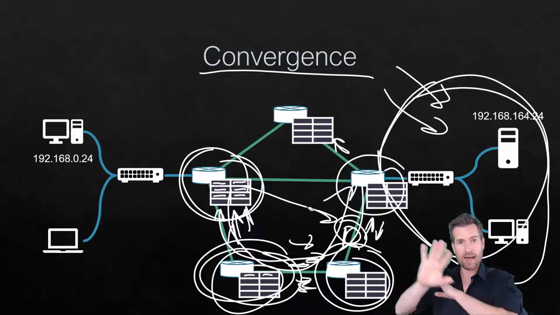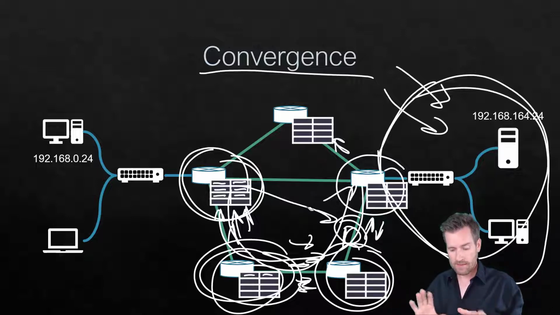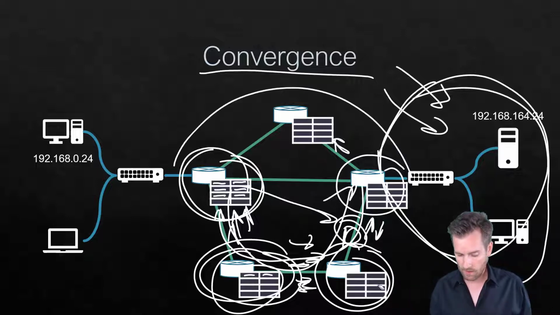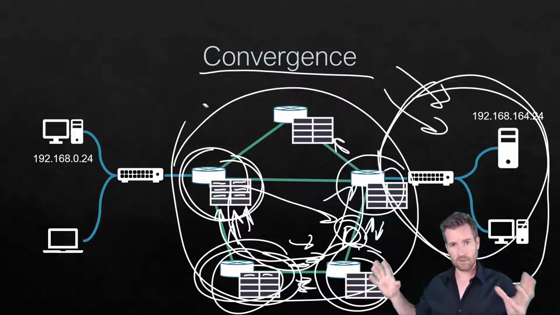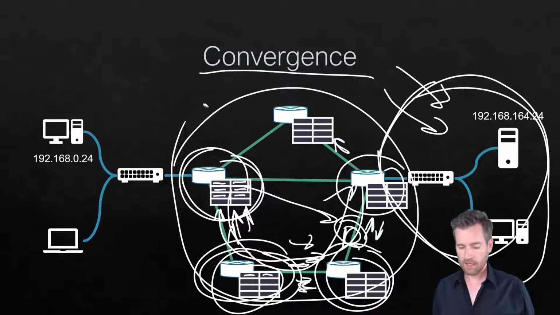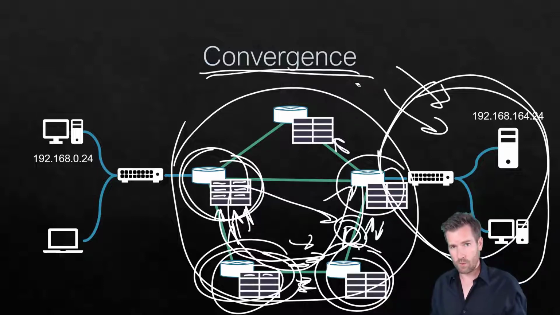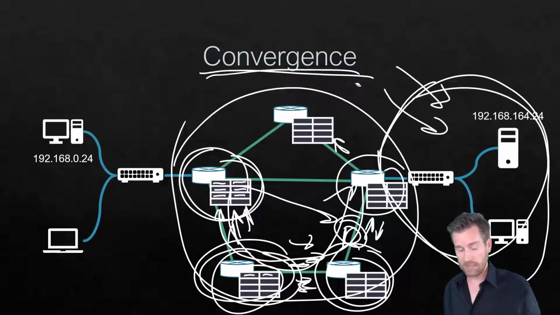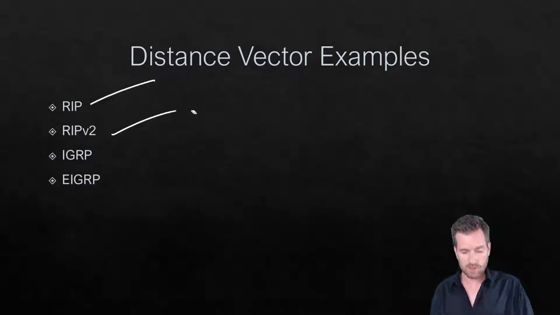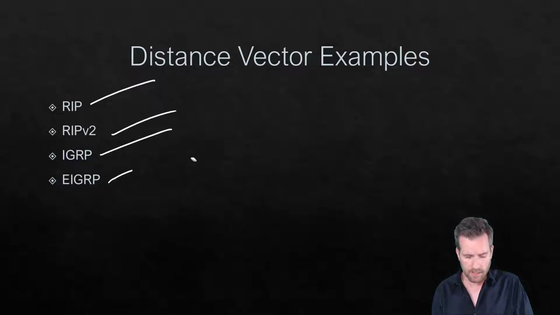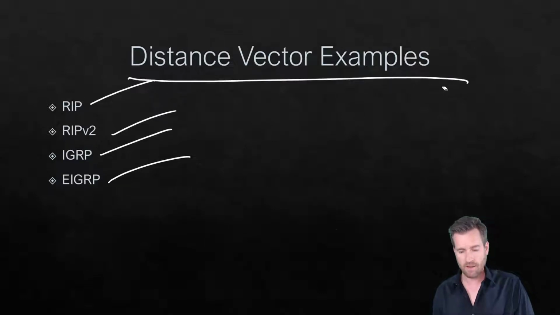Convergence is the point in time when all routers on this particular segment, all of these routers operating in RIP, understand where all of the networks are, and now we have convergence. The speed in which that happens is called the convergence speed, the speed in which the network converges and all of the routers get the full picture of how to get to each one of these networks. Some examples of this would be RIP version 2, IGRP, and EIGRP, which are all examples of distance vector.